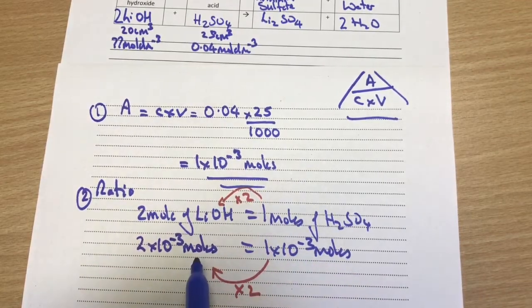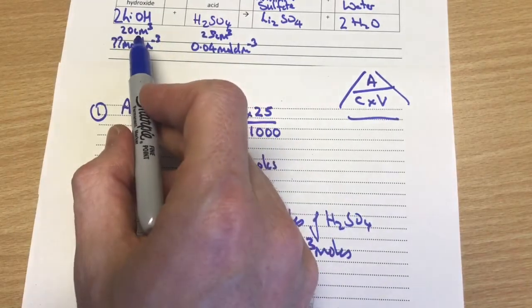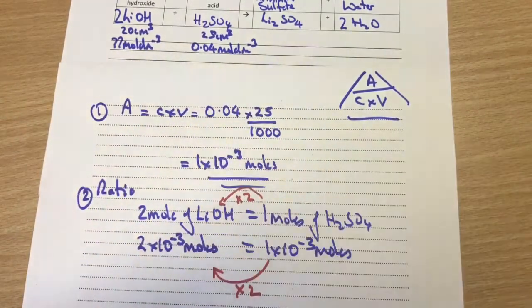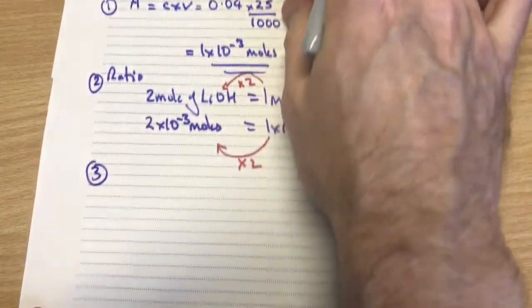So I now know how many moles I've got. That many moles of the lithium hydroxide is in a volume of 20. I now need to scale that up to find a concentration, which is going to be step 3 of my reaction.